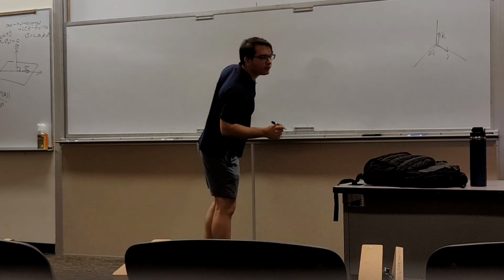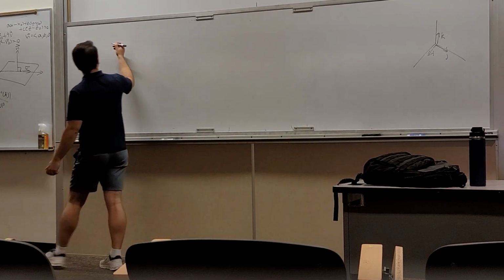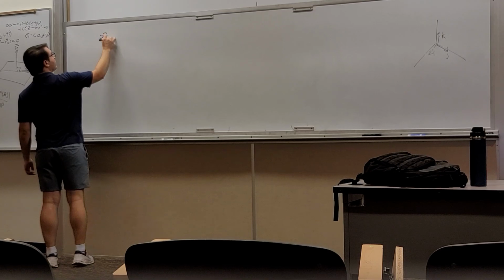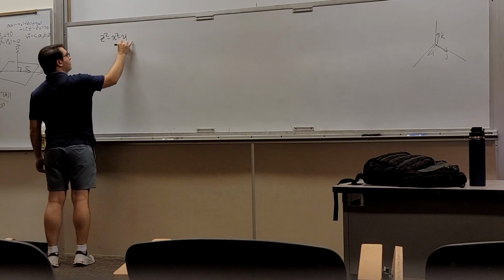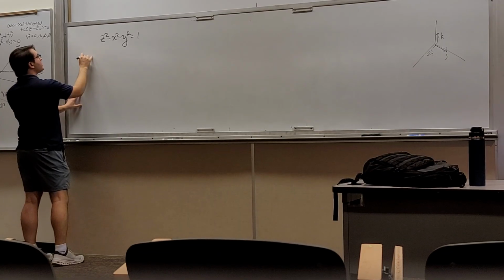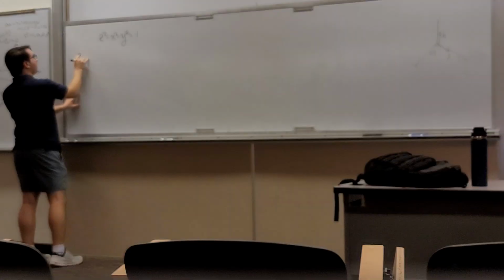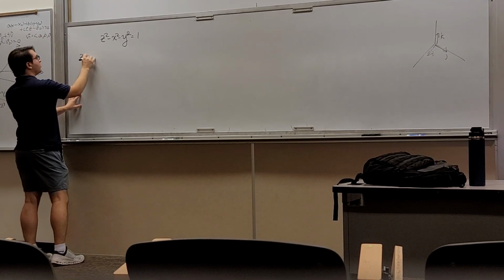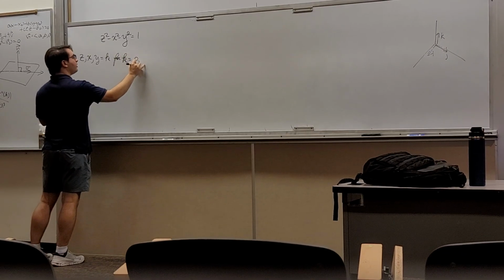Z squared minus x squared minus y squared equals 1. Alright, so I need to do this for x, y, and z equaling k, for k equaling 0, plus or minus 1, plus or minus 2. Okay.